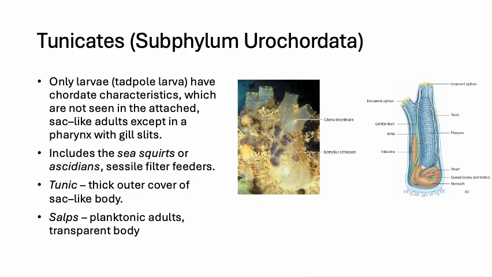Salps are close relatives of tunicates, but they remain planktonic through their entire lives. They have transparent barrel-shaped bodies and move by pumping water through themselves. Some form long chains of individuals drifting together in the ocean. Salps are efficient filter feeders, clearing massive amounts of plankton from the water. They show us how some basic body plans can adapt for very different lifestyles compared to sea squirts.